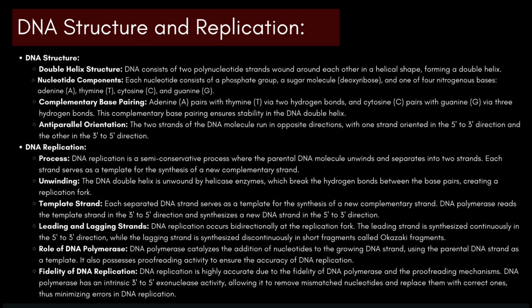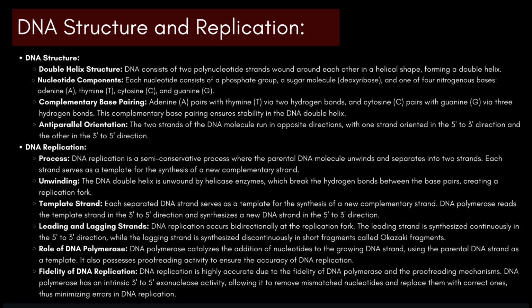Complementary base pairing: adenine pairs with thymine via 2 hydrogen bonds, and cytosine pairs with guanine via 3 hydrogen bonds. This complementary base pairing ensures stability in the DNA double helix. DNA structure has an anti-parallel orientation. The 2 strands of the DNA molecule run in opposite directions, with one strand oriented in the 5' to 3' direction and the other in the 3' to 5' direction.